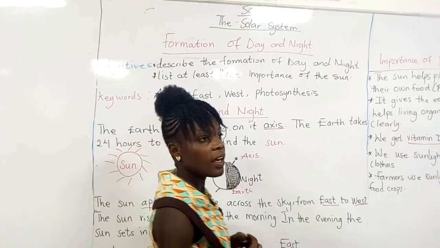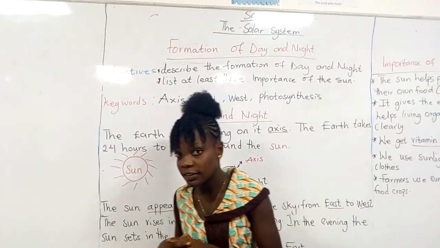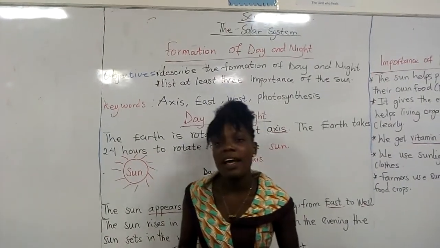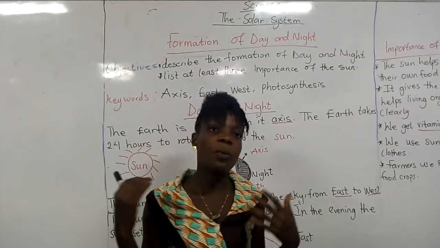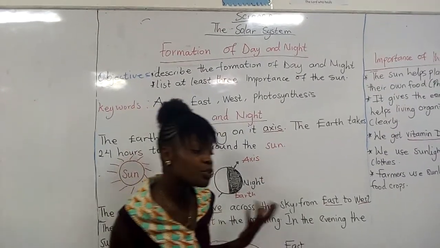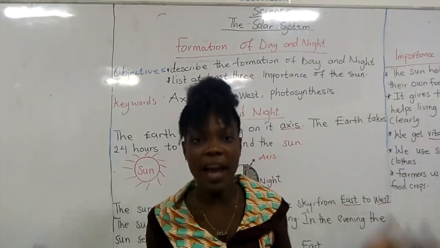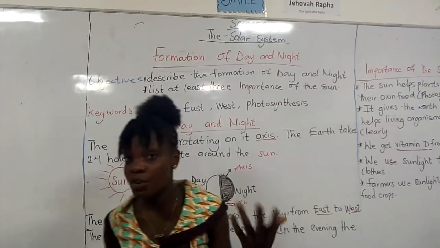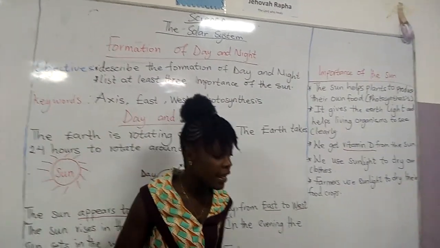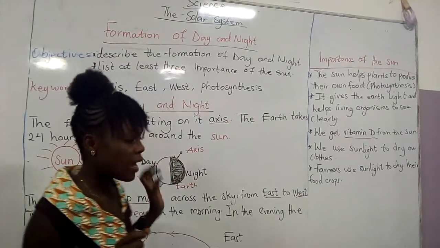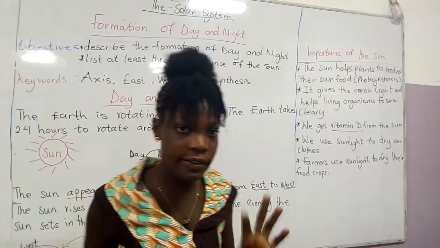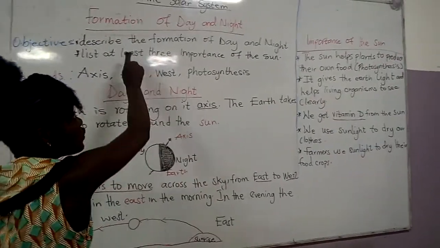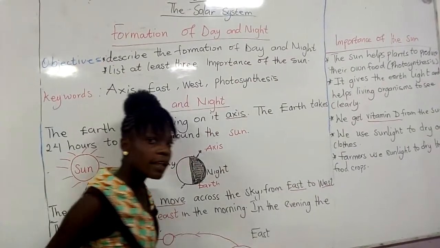Last week we learned about the sun, and we said that the sun is a star and it is far away from the earth. And we got to know that it is about 4.5 billion years old. So meaning the sun is very old. And we know that the sun is at the center of the solar system. So today we are looking at formation of day and night.